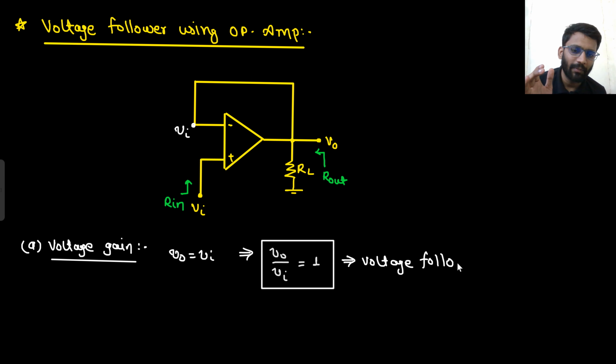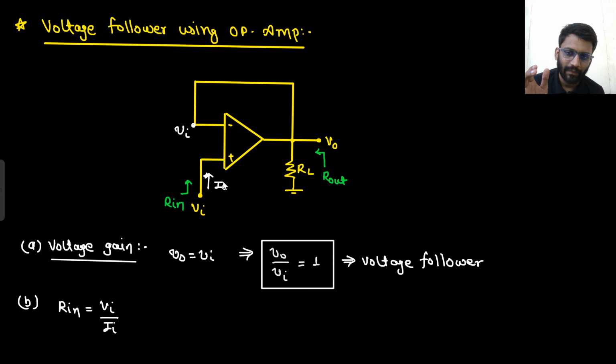Quickly tell me what will be the input impedance? What will be the input impedance? R in is V in by I in. What is the value of V in by I in? What is the value of I in? I in is 0. So R in would be infinity.